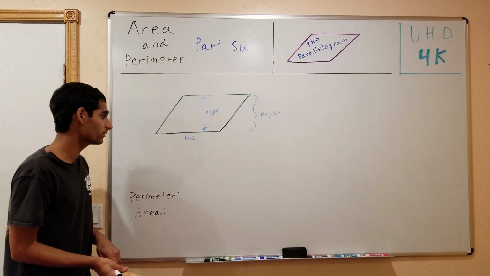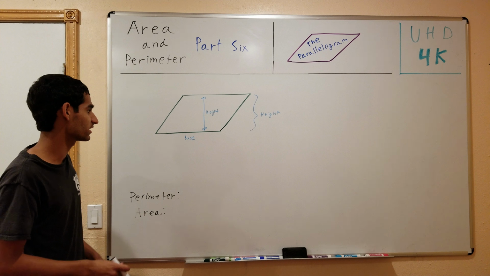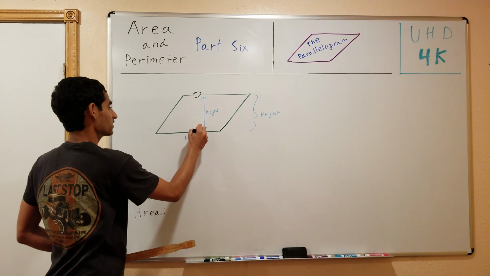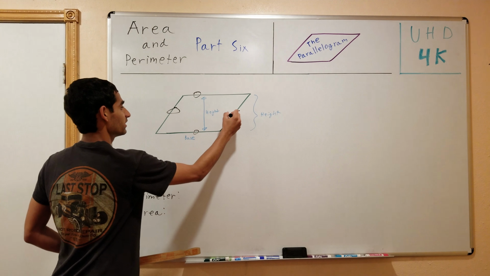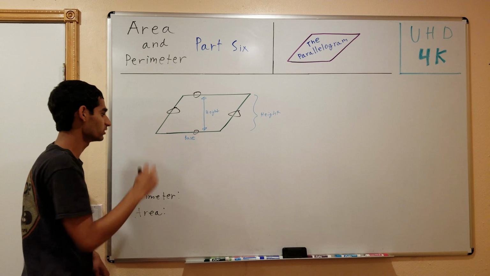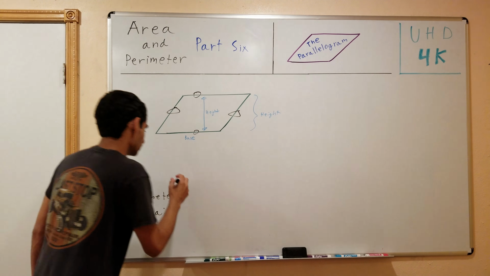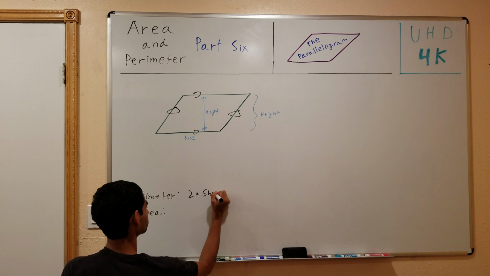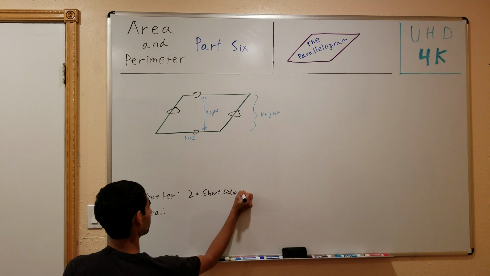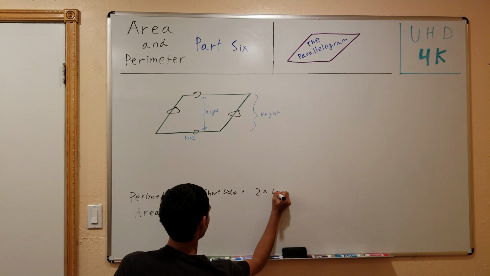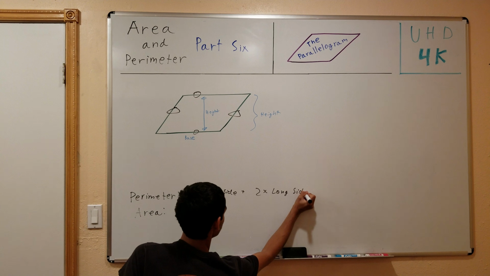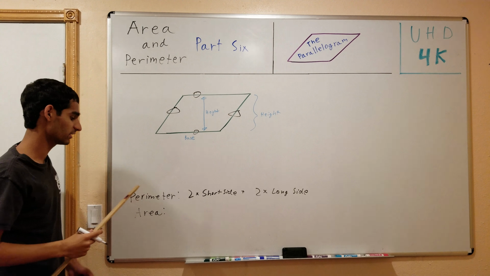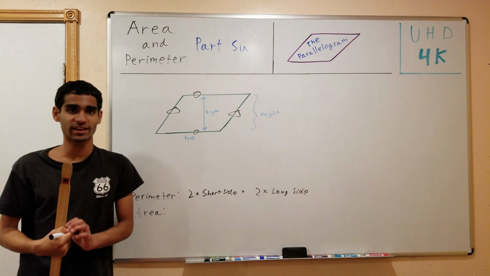So to find the perimeter of a parallelogram, just like a rhombus, it's relatively simple. Because this side and this side are the same length, and this side and this side are the same length, we simply have to add them up. So the perimeter is going to be 2 times the short side plus 2 times the long side. Because obviously a parallelogram is going to have a shorter side and a longer side. So let's calculate the area of this parallelogram.